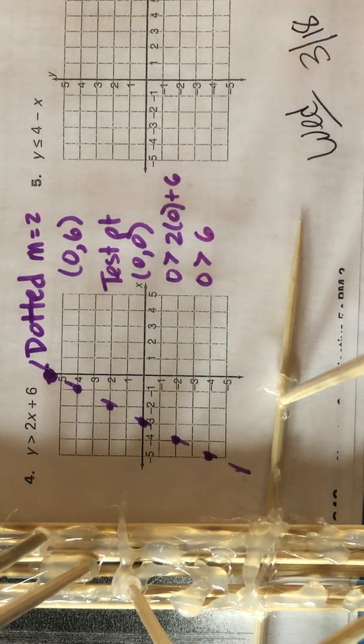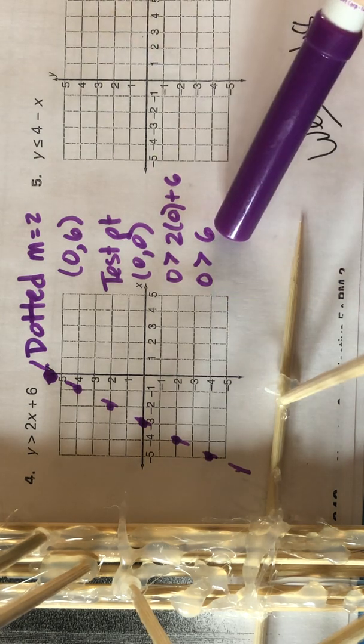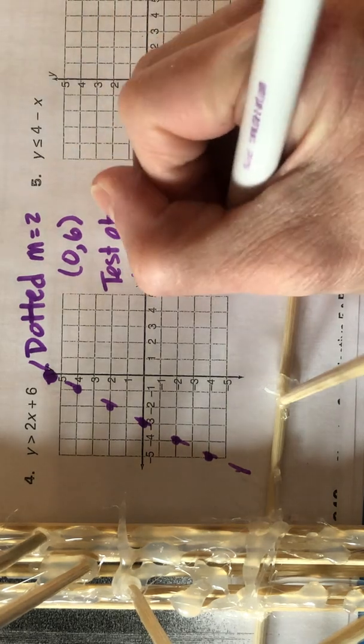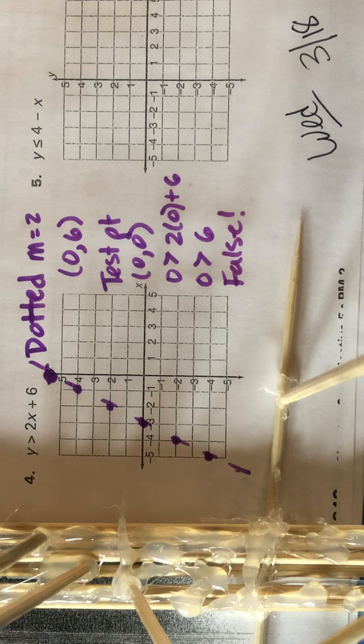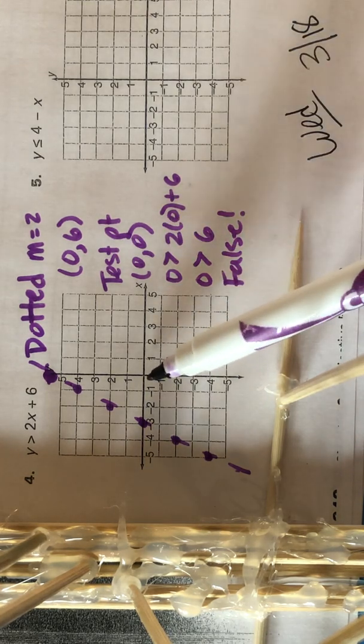Now we have to look at the inequality that we have and determine whether or not it's true. Remember, we're only going to shade the inequality where the inequality is true. Is 0 greater than 6? Nope, definitely not. If it is, we've broken math. So 0 is not greater than 6, so I am not going to shade where my test point is.